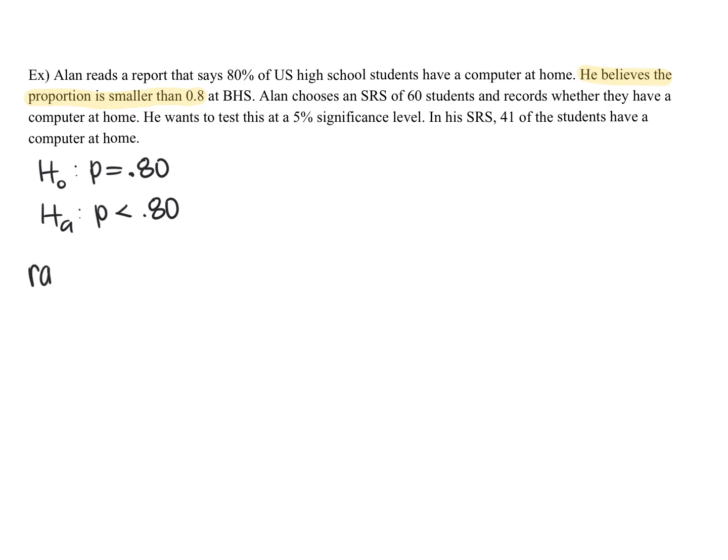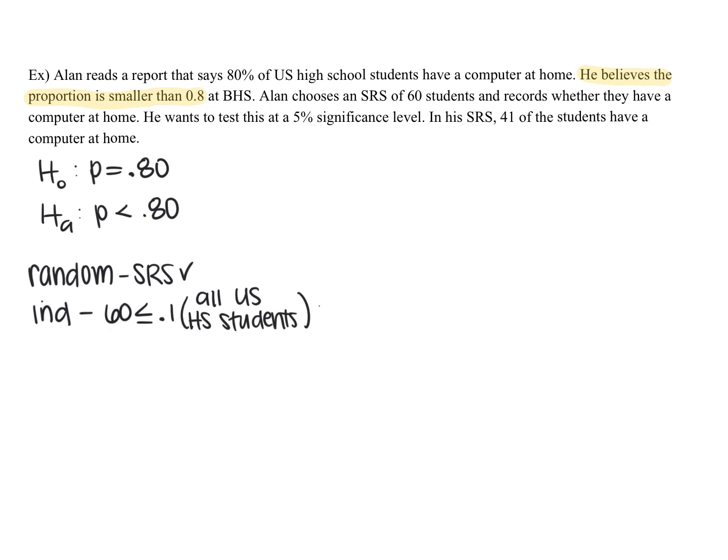Now we're going to check our conditions. For random, it is stated that we are taking an SRS, so we've met that condition. For independent, our sample size of 60 is less than or equal to 10% of all U.S. high school students, because again, there's at least 600 of those, and some high schools have more than 600. And then lastly, we have normal. We are going to be using our population proportion here from our null hypothesis, and we're not going to be using p hat. So another difference from a confidence interval.